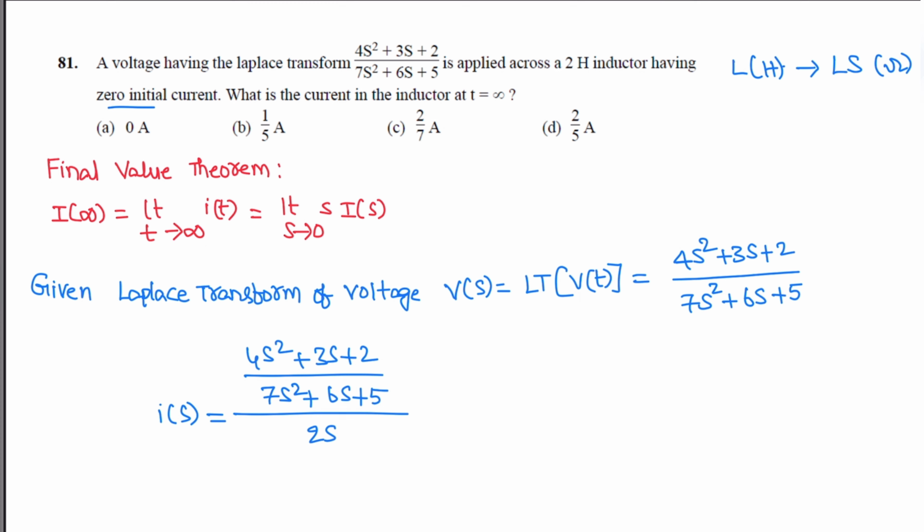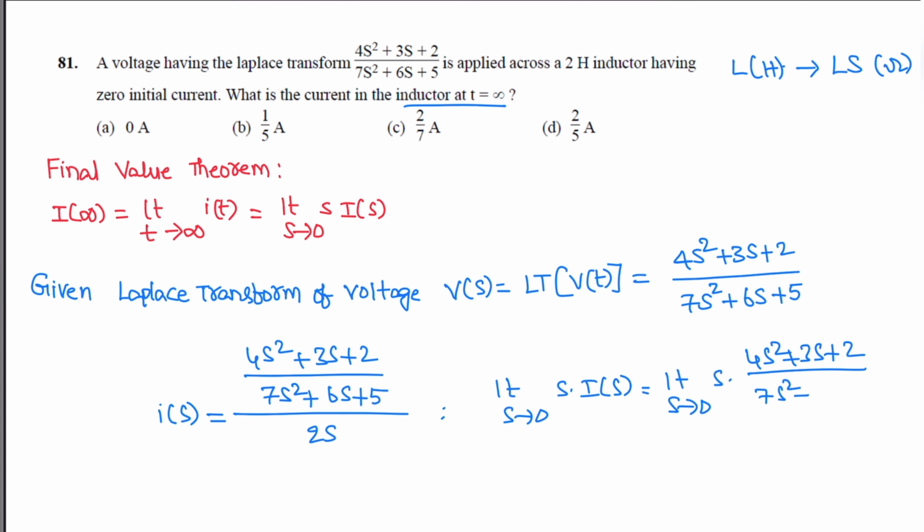In the question it has been mentioned to calculate the value of current in the inductor at final value or steady state value. So by final value theorem, I of infinity is equal to limit s tends to 0 of s into I of s. Substitute I of s here: limit s tends to 0 of s into (4s square plus 3s plus 2) by (7s square plus 6s plus 5) divided by 2s.